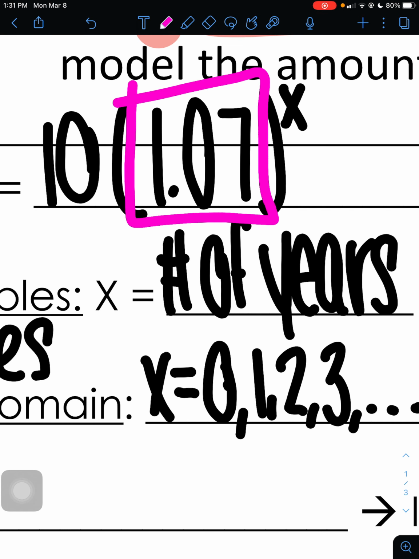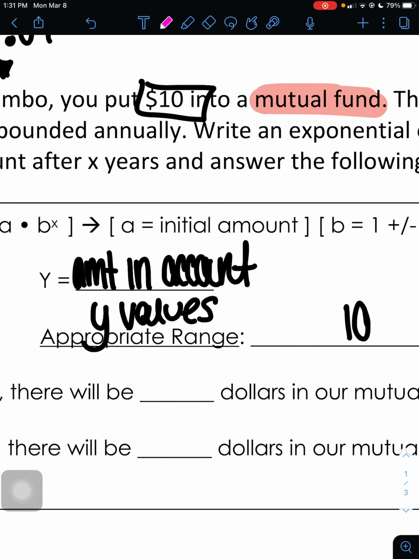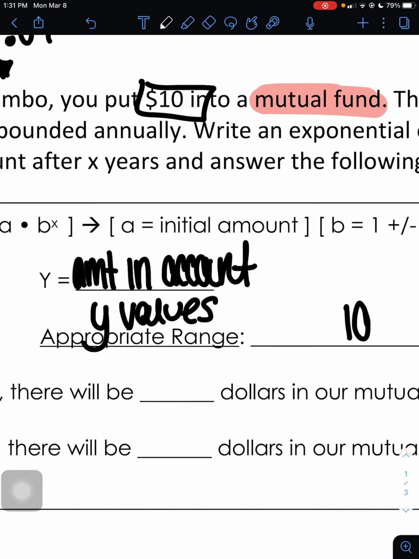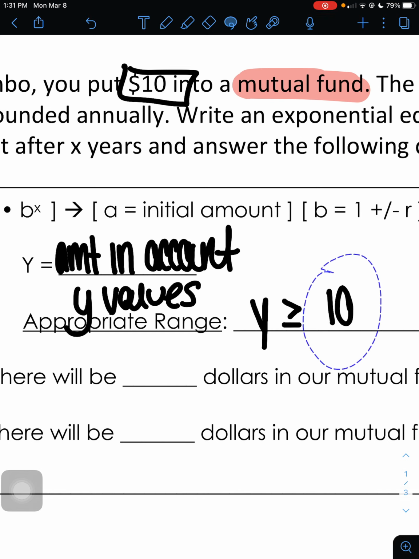So this shows us exponential growth. So for that reason, I know I'm just going to continue to get bigger and bigger and bigger. And since I already started at 10, my y value is going to be such that it's anything greater than 10 or equal to 10. But I can't have anything less than 10. No one's going into my account and taking money out. I'm just continuing to add and add and add.